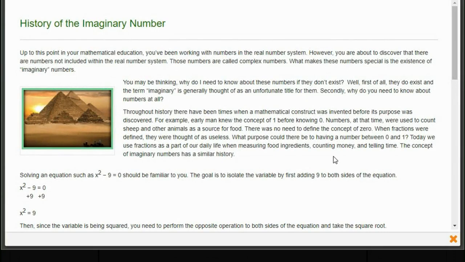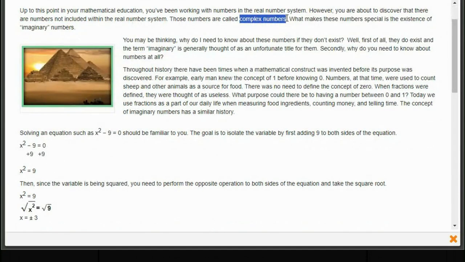So up to this point in your math education, you've been working with numbers in the real number system. You're about to discover there are numbers outside the real number system called complex numbers. What makes these numbers special is the existence of imaginary numbers. So you're like, why do I need to know about numbers that don't really exist? Why would I care about that?